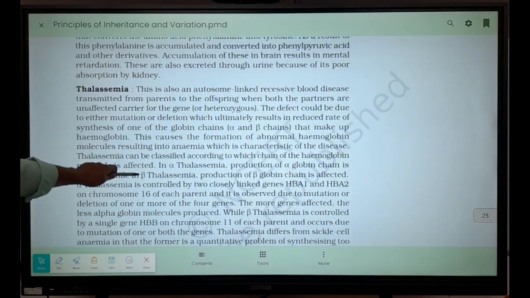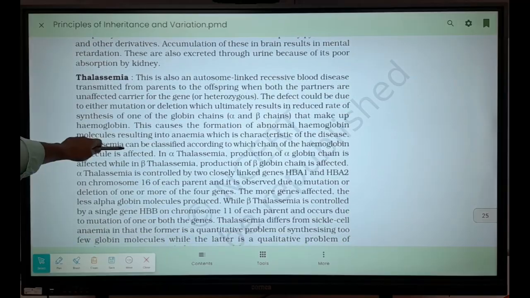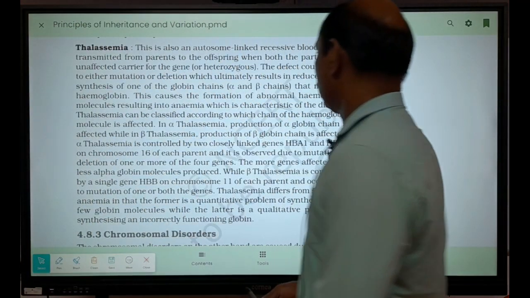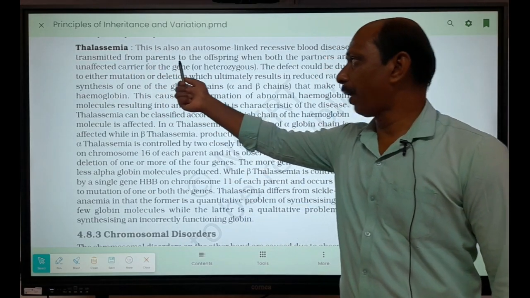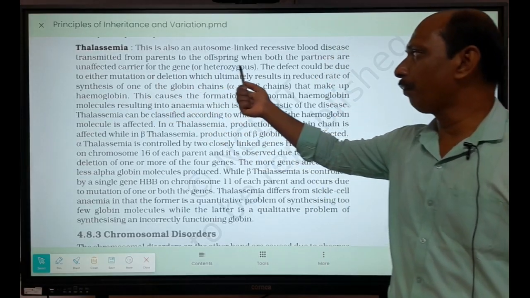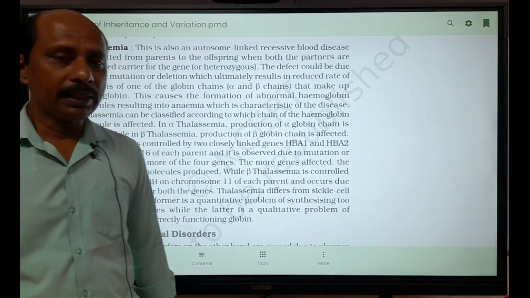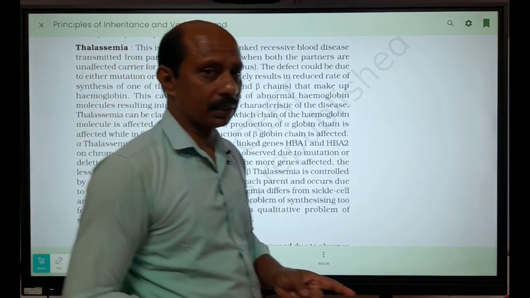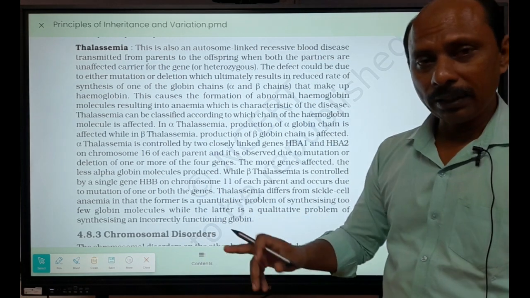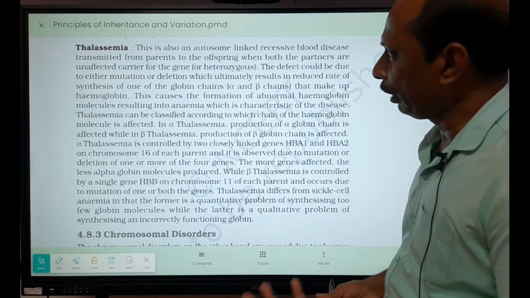Now, thalassemia. So, phenylketonuria is an inborn error of metabolism, right? And it is also an autosomal recessive trait. Thalassemia is also an autosomal linked recessive blood disease transmitted from parent to offspring when both the parents are unaffected carriers, heterozygous for the gene. One thing you understand here, if it is an autosomal linked recessive gene, that means what? If both parents are heterozygous, both parents are phenotypically normal but carriers, then at least 25% of offspring will be affected, either male or female.